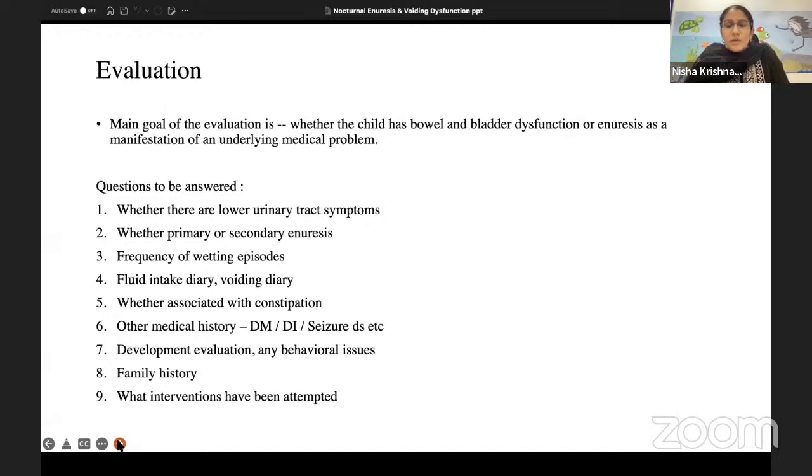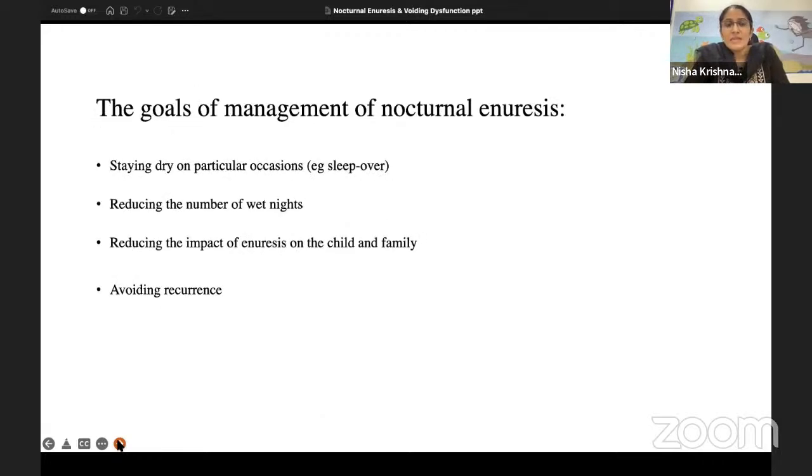Whether there's an associated constipation that comes along with these complaints. And very important is additional medical history. Is there any diabetes mellitus or insipidus or seizure disorders? And of course, the developmental evaluation, because our approach to a bladder case will then vary. As we've already mentioned before, the family history and what interventions have been attempted by the family so far to tackle these problems. We must understand that there are certain goals of management of nocturnal enuresis. Why goals? Because, A, we need to understand what it is that the family expects out of this. Do they understand that this is something age-related? It may change with time.